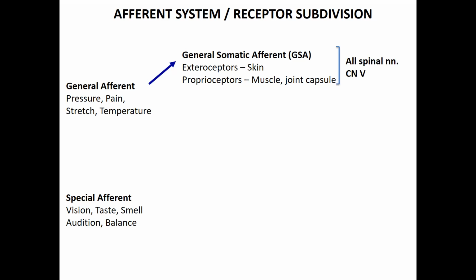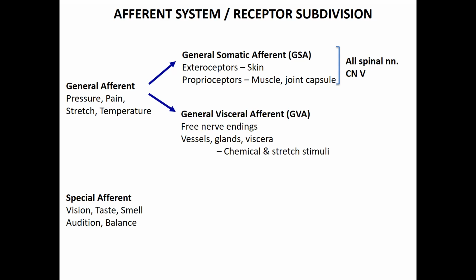And the nerve fibers for these receptors, the GSAs, are present in all spinal nerves. All spinal nerves carry sensory fibers which enter into the spinal cord through the dorsal root, and they are also present in cranial nerve number 5, which is the trigeminal nerve. So these are the nerves which will be carrying the GSA fibers.